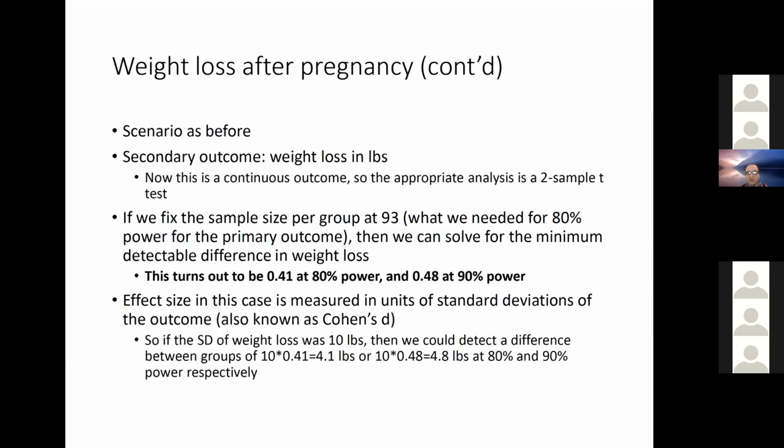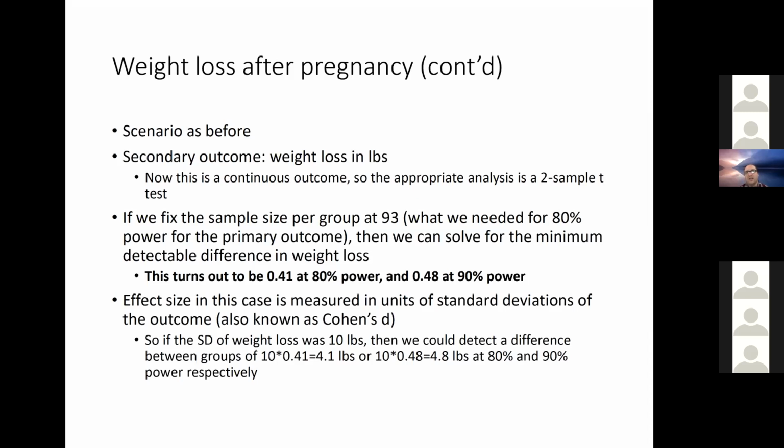If your treatment group is binary, right? 0 or 1 for control or treatment or intervention. So if we consider this as a secondary outcome, and then we fix the sample size per group at 93, which is what we found we needed for 80% power for the primary outcome, which was just yes or no, 5% loss, then we can solve for the minimum detectable difference in mean weight loss.